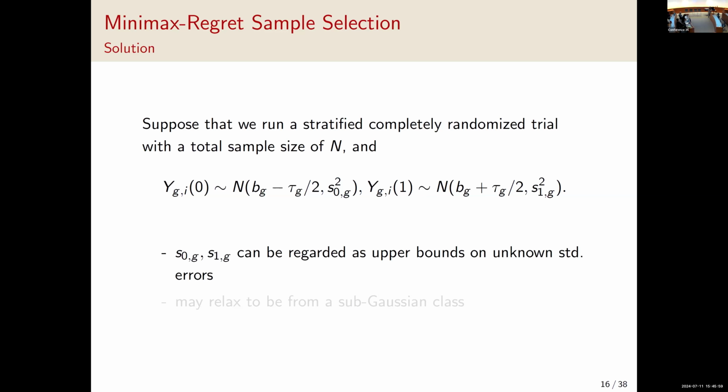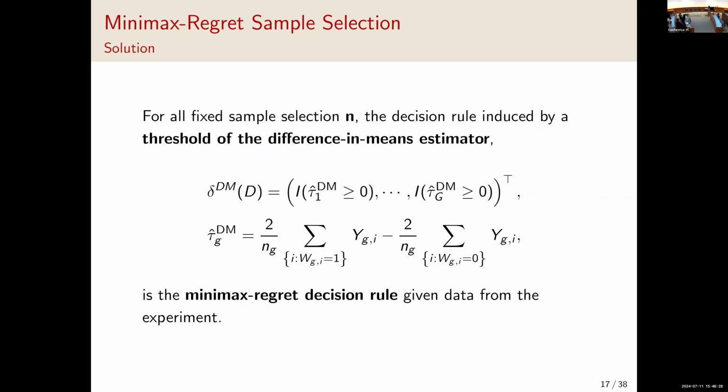Just a few side notes. Here, we only allow the adversary to choose tau_g, but if they had a choice over those noise levels, we expect them to make them as large as possible. So they can also be regarded as upper bounds on the standard errors. And also, although we assume that those potential outcomes are normally distributed, we can actually relax this assumption to be from any sub-Gaussian class, and our result will still hold in large samples.